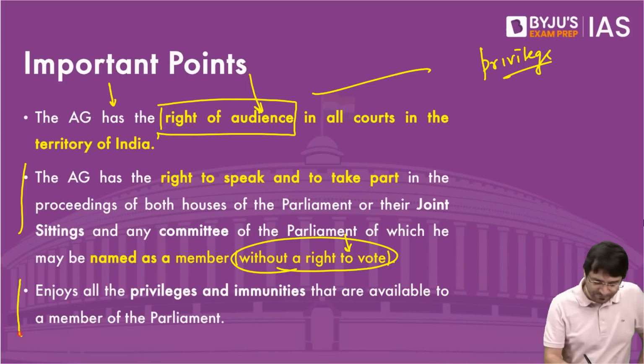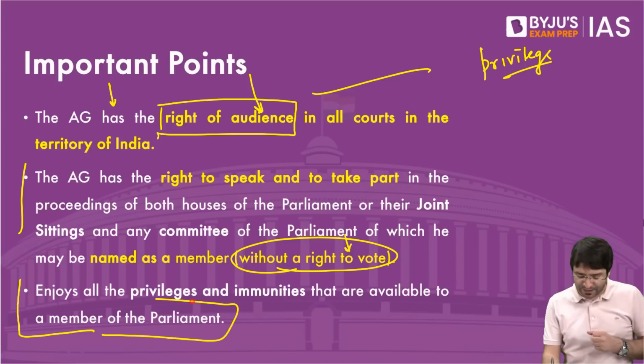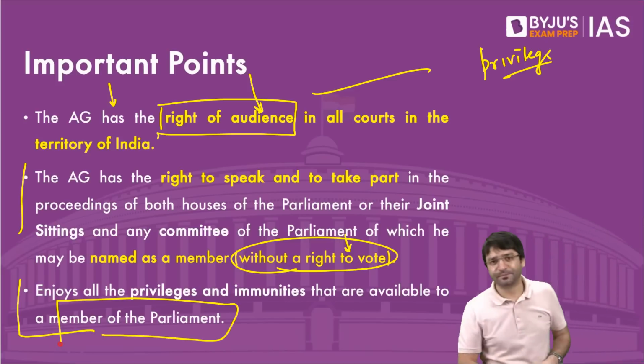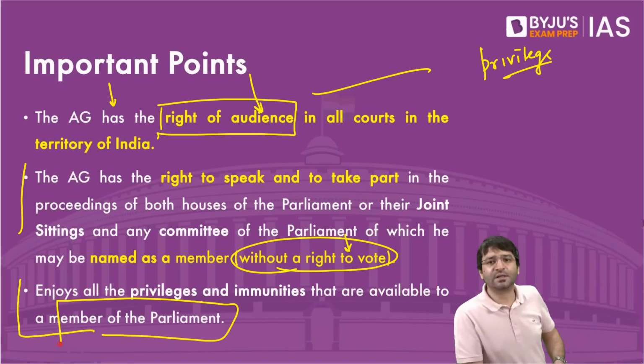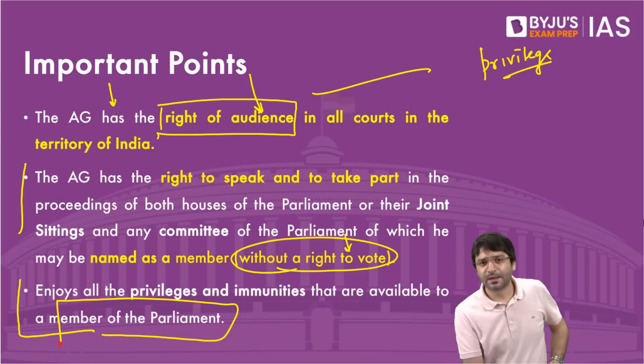You have all the privileges and immunities that are available to the members of the parliament. And we will discuss in Union Parliament chapter, Union Legislature chapter, what are these privileges, powers, and immunities that are available with the ministers, but that are available with the members of the parliament. But listen to me carefully.